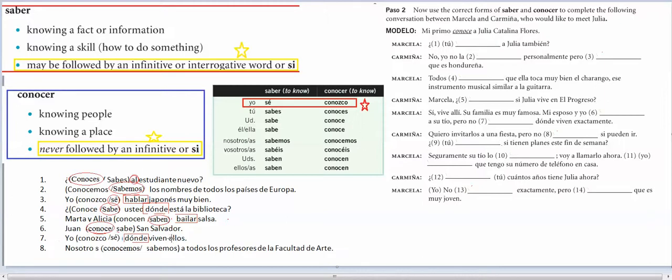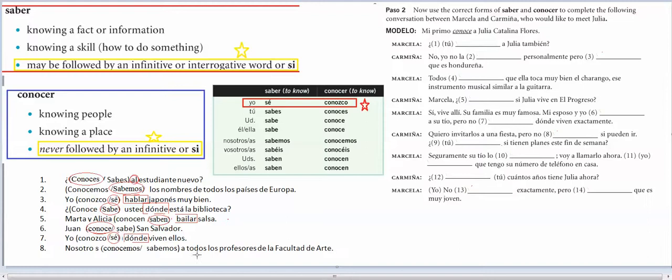Yo conozco, sé dónde viven ellos. Again, I've got an interrogative word here. So remember that saber can be followed by an infinitive, an interrogative word, or sí, but not conocer. So it should be sé. Yo conozco dónde viven ellos.